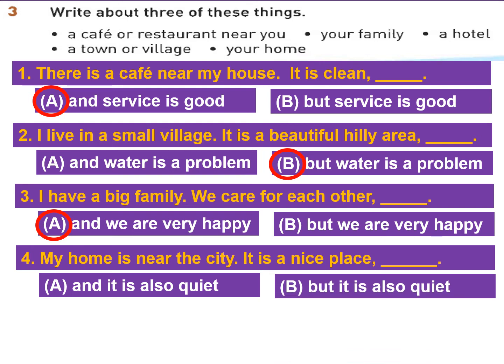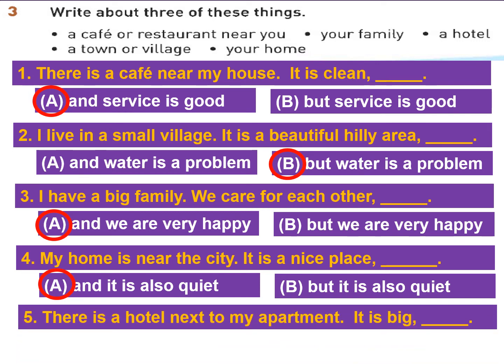It is also quiet, a good thing. It is also quiet is not a bad thing. So we join it with and. My home is near the city. It is a nice place. That's a good thing. It is also quiet, a good thing. Join it with and.